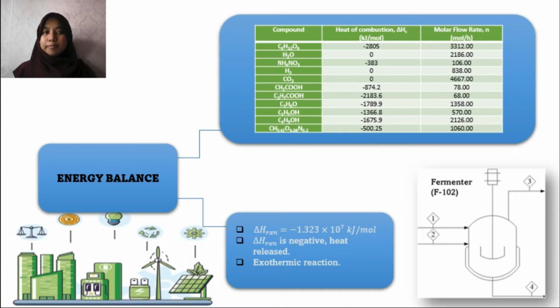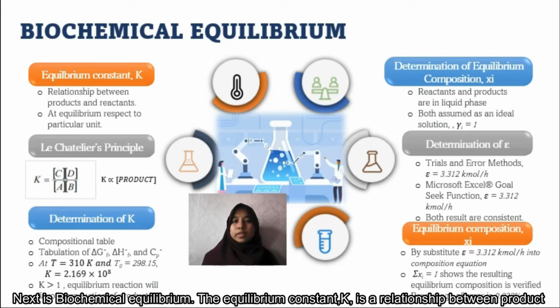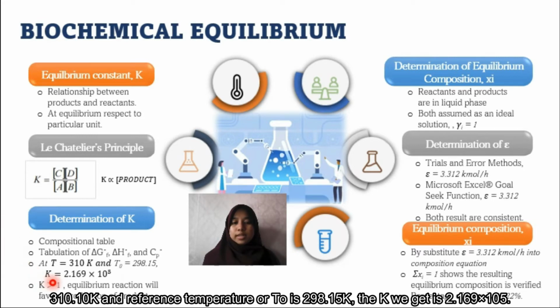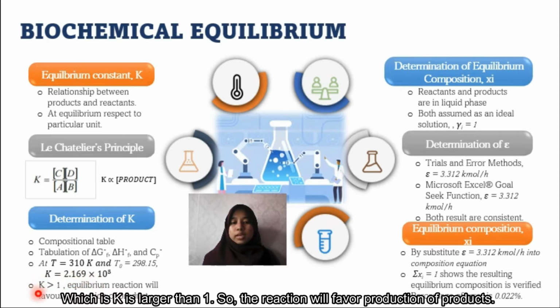reaction. Next is biochemical equilibrium. The equilibrium constant K is a relationship between product and reactant at equilibrium with respect to a particular unit. By calculation, at temperature 310 K and reference temperature T0 of 298.15 Kelvin, the K we get is 2.169 × 10^5, which is larger than 1, so the reaction will favor production of product.